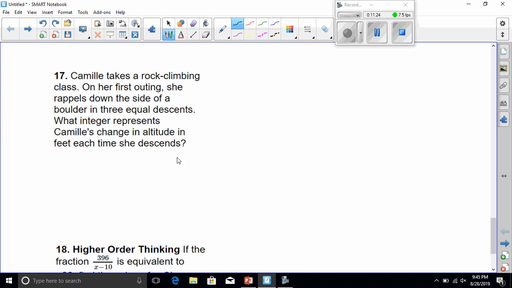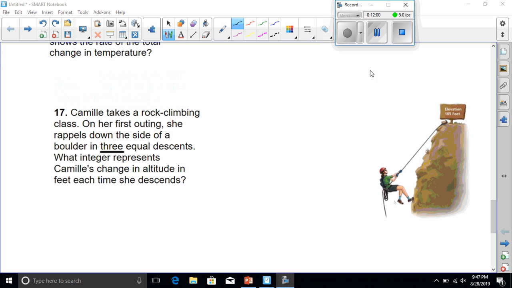Okay, says Camille takes a rock climbing class. On her first outing, she rappels down the side of a boulder in 3 equal descents. What integer represents Camille's change in altitude in feet each time she descends? Well, I think I'm missing some information here. I'm going to see if a picture goes with this, because right now the only number that I see in all of this is 3 equal descents. But it doesn't tell me how far she went down each time that she descended. So let me go find a picture to see if it goes in.